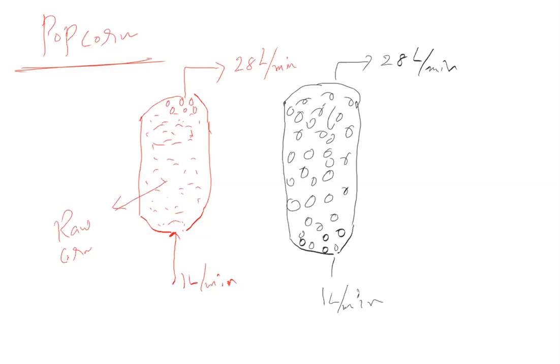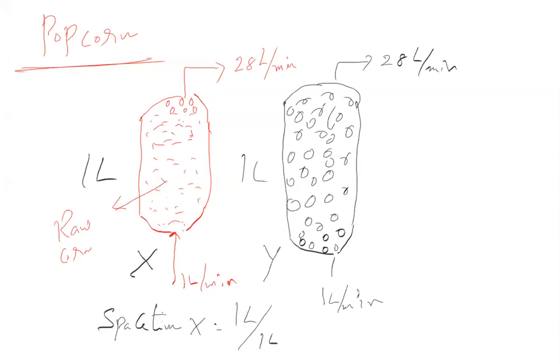Now, what is my space time here? Let's call this X and this Y. Space time for X: let's say this volume is 1 liter, we are talking about 1 liter reactors. Space time is 1 liter divided by the volumetric flow rate of 1 liter per minute, which is 1. So for the first case, space time is 1.